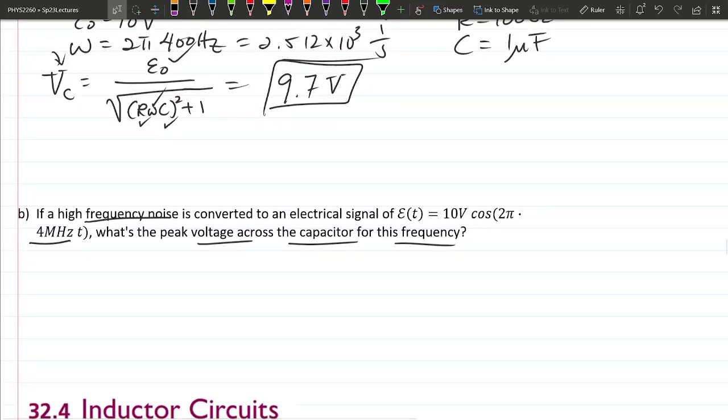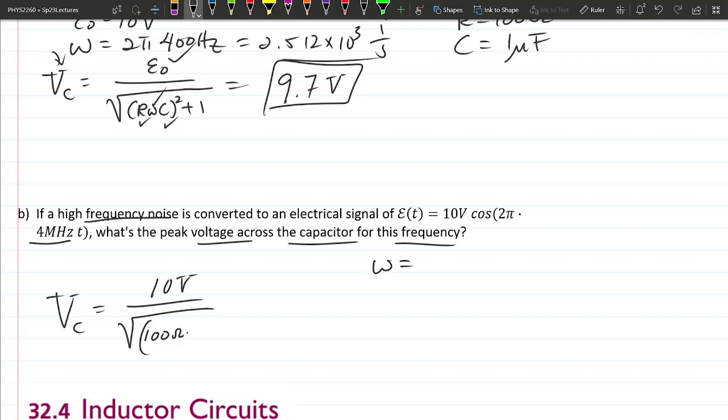So I'm going to do the same calculation here. The only difference is, let's just plug in the 10 volts here. I didn't change the circuit at all, so it's still 100 ohm. But omega is very different because now we have a different frequency. Let me cross this out, just write it up here. The frequency is actually 4 megahertz instead of 400 hertz.